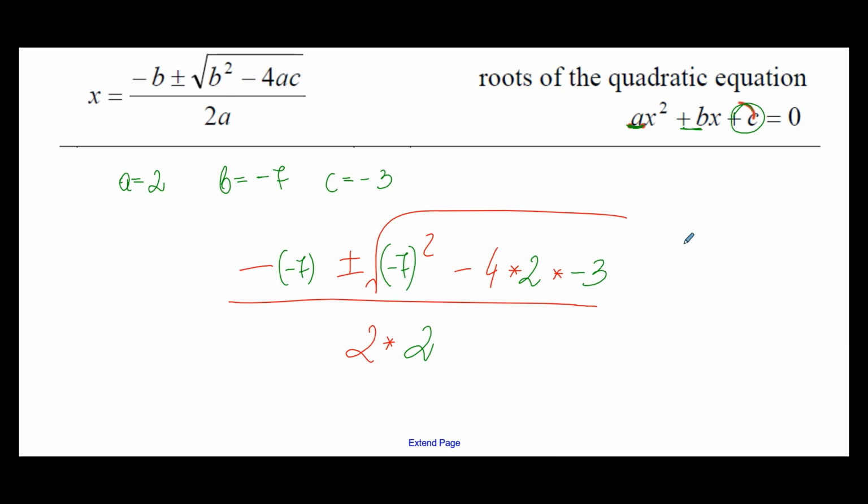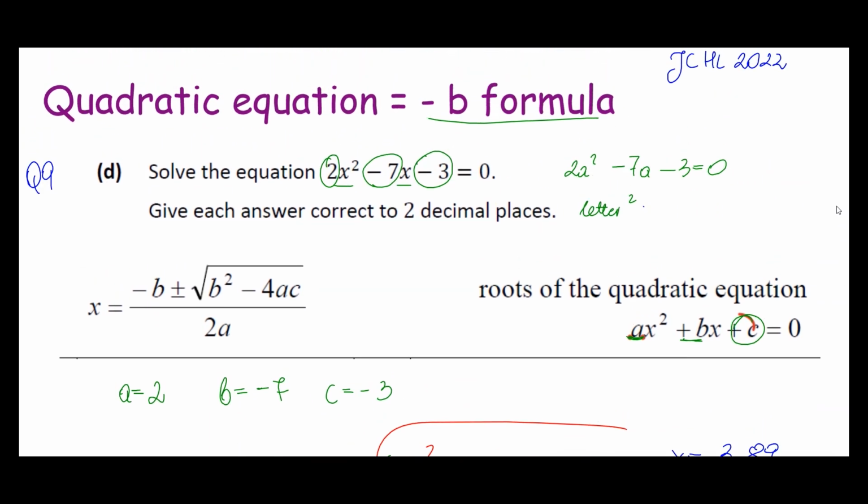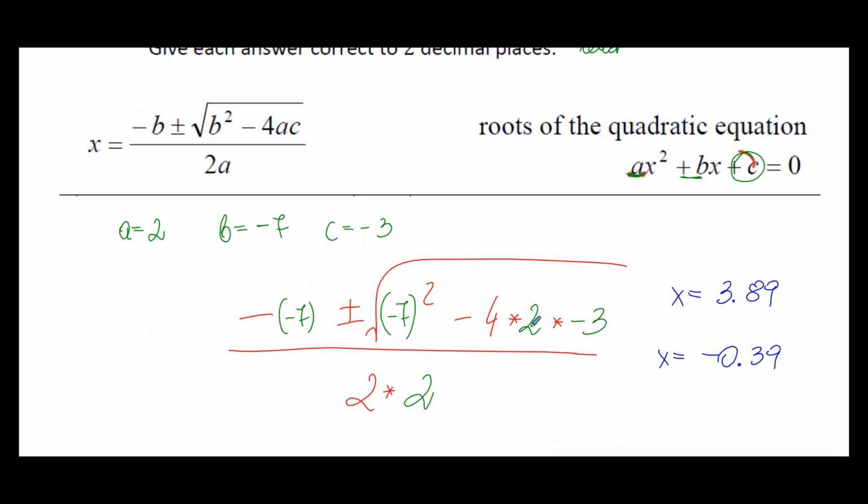The question here is looking for the value of x to 2 decimal places. So the two values we should get are 3.89 and the second, minus 0.39. Can't stress it enough. You really need to know how to use that because you're going to be using it a lot and in a lot of different scenarios in 5th and 6th year. So knowing how to use this formula well and knowing how to put all of that in your calculator will give you a great advantage in 5th and 6th year.